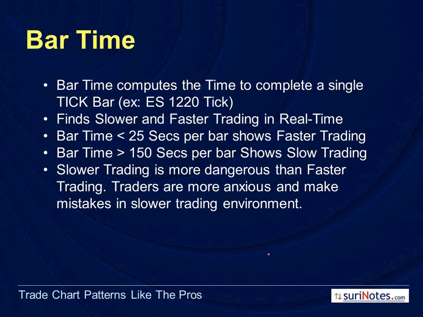Basically, slower trading is more dangerous than faster trading. Faster trading is happening faster, but in slower trading our psychology takes over us. That's the reason it's more dangerous, and traders are more anxious and make mistakes in a slower trading environment.